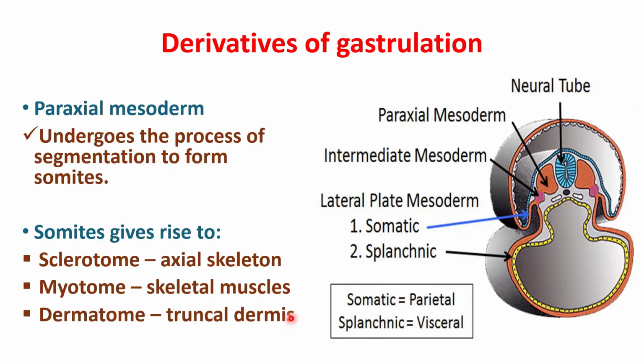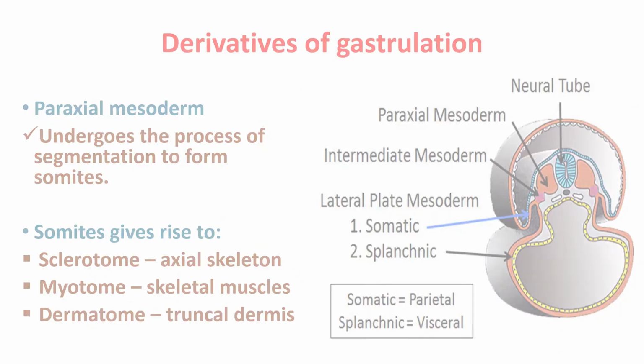So epidermis coming from the ectoderm, and then the dermis specifically of the back will be coming from the paraxial mesoderm. So those are the derivatives of the paraxial mesoderm, which is a part of mesoderm. Kindly take note of those derivatives, especially where they come from. Sclerotome gives us the axial skeleton, myotome, skeletal muscles, dermatome gives us truncal dermis.